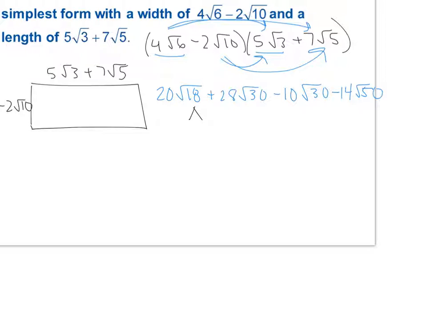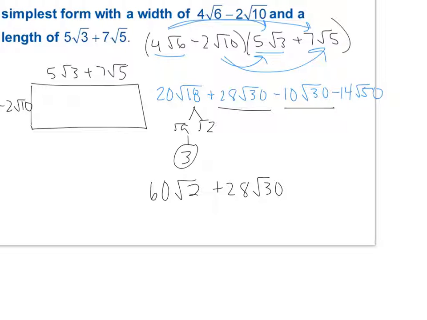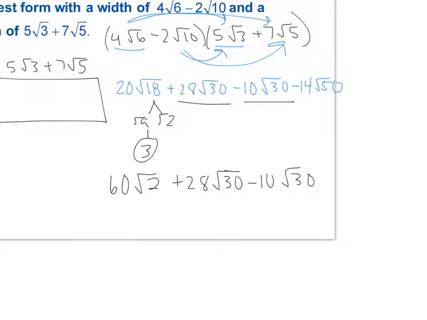Break down 18 into 9 and 2. Out comes a 3, but I already have a 20 out in front. So that turns into 60 square roots of 2. 28 square roots of 30, there is no perfect square that goes into 30, so it actually cannot be broken down anymore. So I'm just going to write that as 28 square roots of 30. And that goes for the same as, minus 10 square roots of 30. But hey, I have like radicands with those 30s right there, so that's something good to look at.